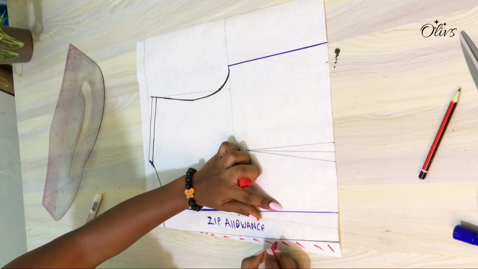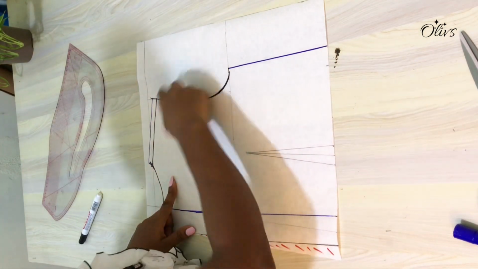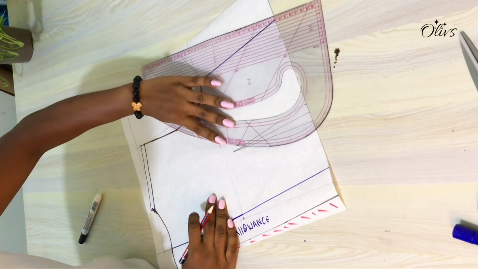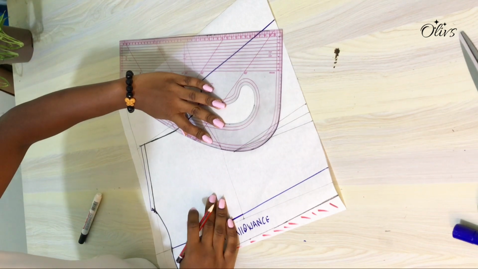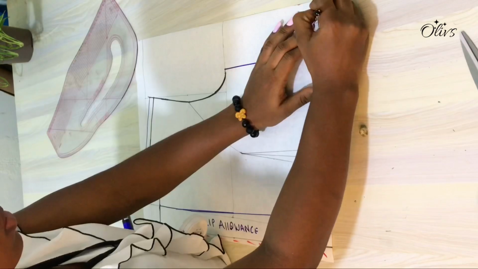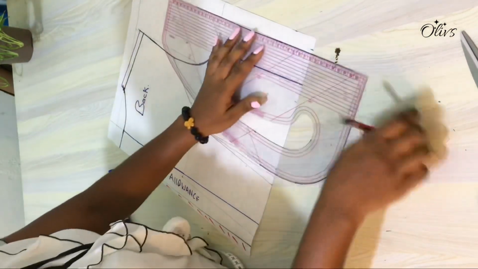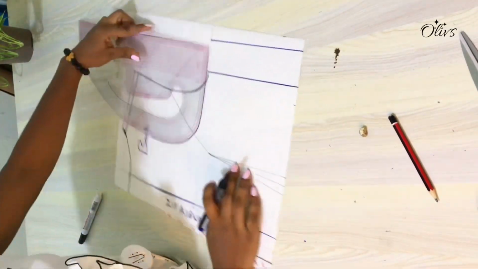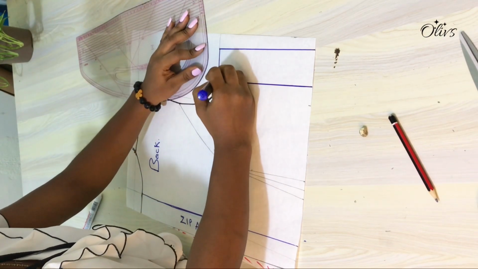You may want to keep your back as simple as this, but if you want the princess line, find the half point of your armhole like we did and connect it to the dart, just like I'm doing. And then just take care of any sharp point around that part. Add your 2 inches allowance to the side. And that will be all for your back.